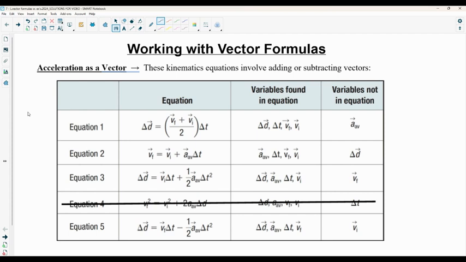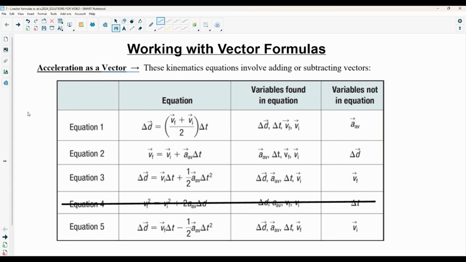Previously, we've only done it with one-dimensional type problems, up and down, left and right, forward and back, and that's it. We're not mixing different kinds of directions. We're going to move into two dimensions now, and in order to do that, we need to add in our knowledge of vector addition. So we're going to put these two ideas together.